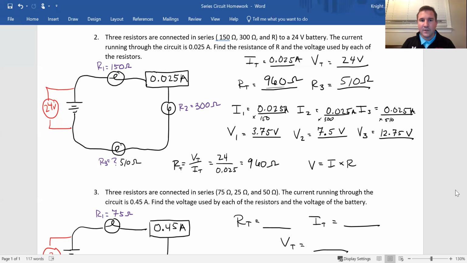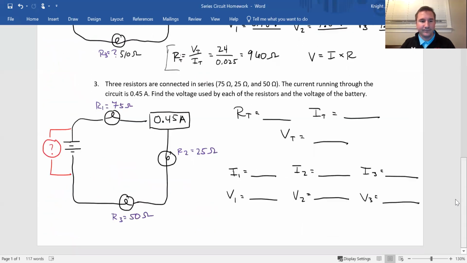So the first thing we used was the fact that current is the same everywhere to find all the currents. Then we used this version of Ohm's law to figure out the total resistance. Then we used the fact that resistances always add to the total resistance. 150 plus 300 plus something had to add to 960. That something has to be 510. So 150 plus 300 plus 510 adds to 960. And then once I have each of my currents and each of my resistances, all I have to do is multiply to get all my voltages. So there is number 2.